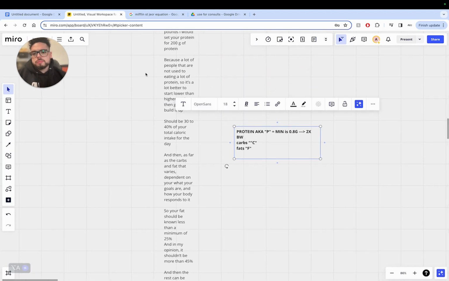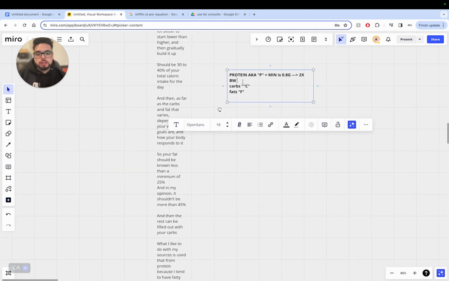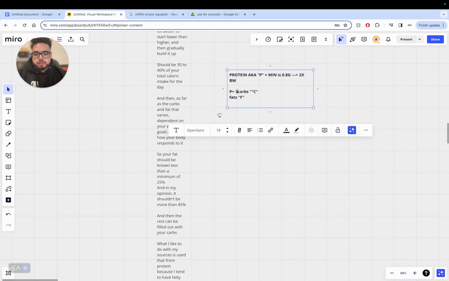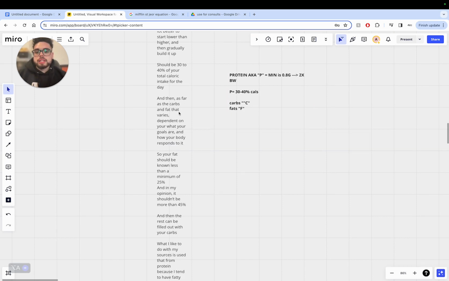Now, it's important, like, larger people are not used to eating a lot of protein, so it's better to start lower than higher. Okay, now, that should be 30 to 40%. P equals 30 to 40% of calories, okay? And then as far as fats and as far as carbs, it depends and it varies depending on your goals, your body, how it responds to it, what your digestion's like, etc.